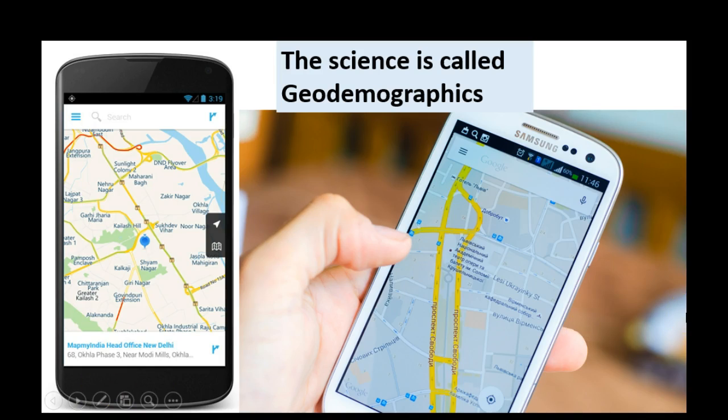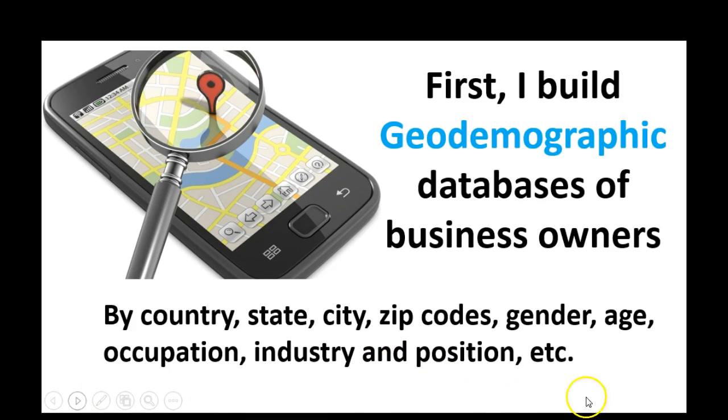The science is called geodemographics, which means I don't just send invitations to any person to connect. I select them by their geodemographic characteristics. Exactly what does it mean?